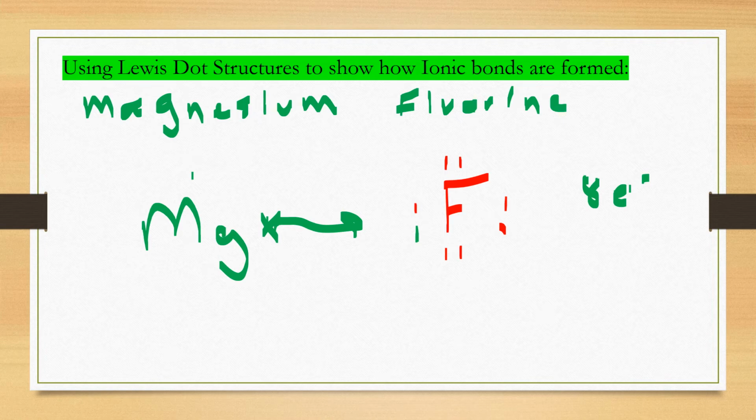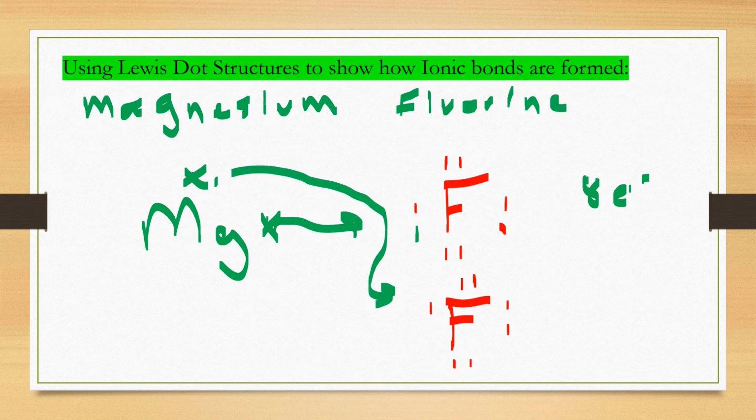What we can do is add another fluorine on here. Again, fluorine has 7 valence electrons. Magnesium still has this 1 to give. So it's going to take this 1 and bring it down here to this fluorine. Now that fluorine's going to have 8 electrons. Magnesium now has nothing on the outer shell, so it dropped to a lower energy level.